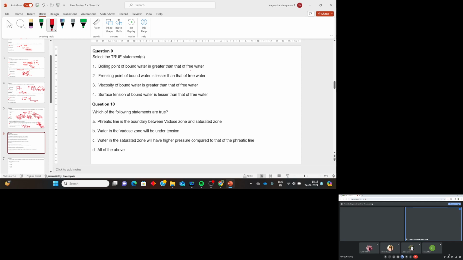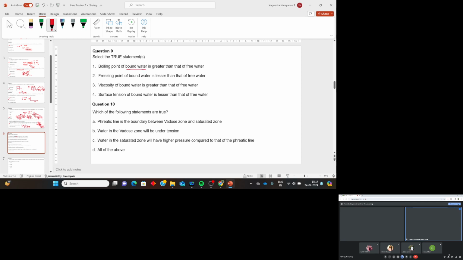when it is free water, when you boil it and when it reaches 100 degrees, which is the boiling point of water, it will start evaporating. But bound water has some attractive forces that bind the water molecules with the surface of the soil grains. So we need extra heat in case of boiling to break that bond between the soil grains and the water molecules. So that is why boiling point is greater for bound water.